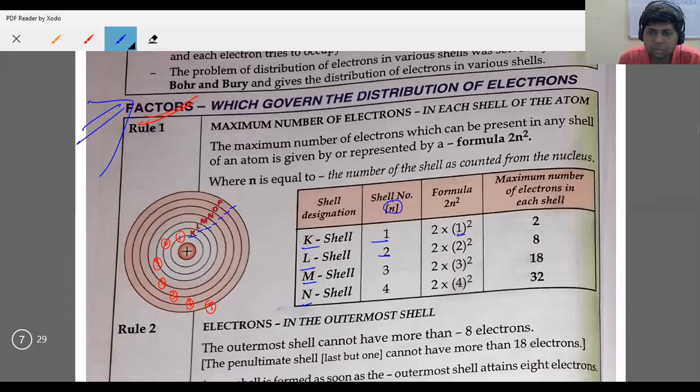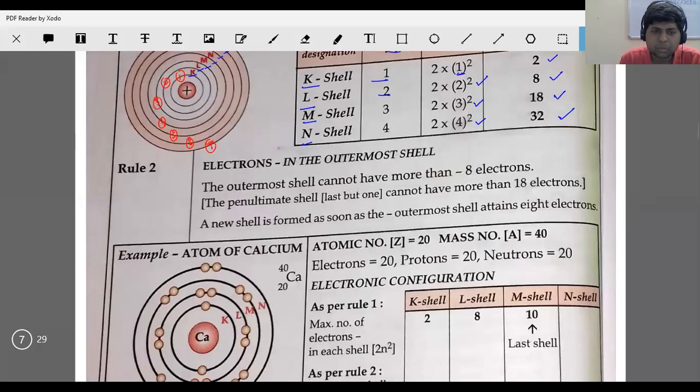So in the first shell, 2 into 1 square, that is 2. Second shell, 2 into 2 square, that is 8. Third shell, 2 into 3 square, 18. Then fourth, 32. Is it clear? Yes, sir. Okay, then rule number 2. Okay, Adrika, continue.